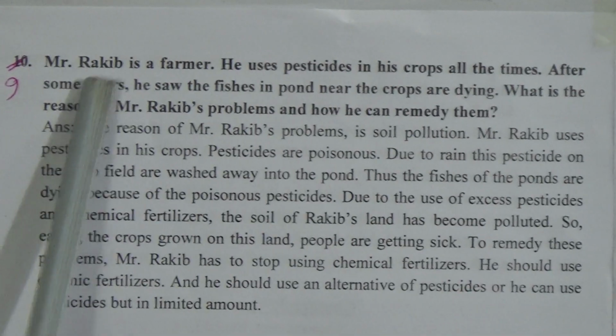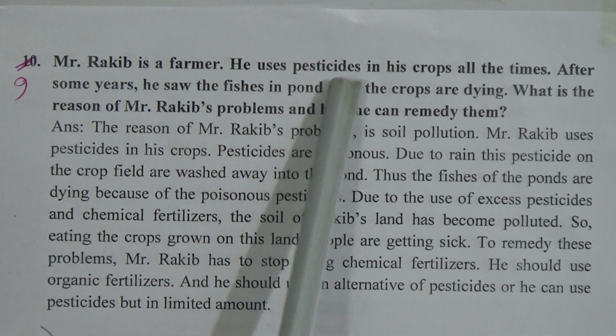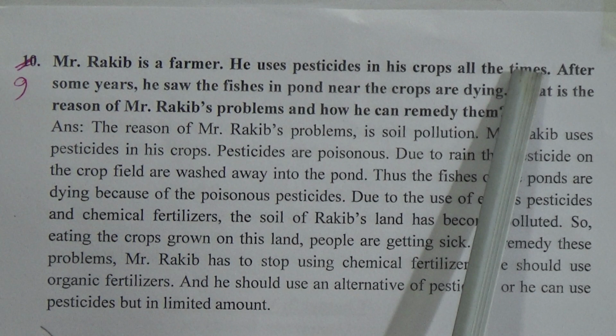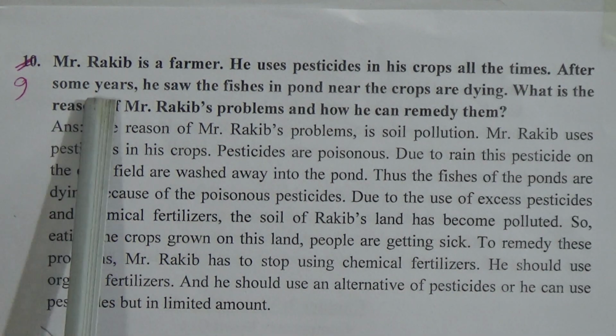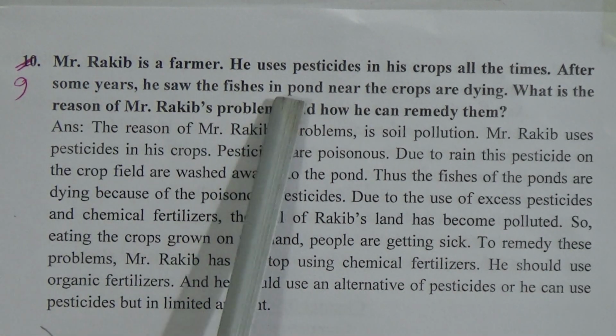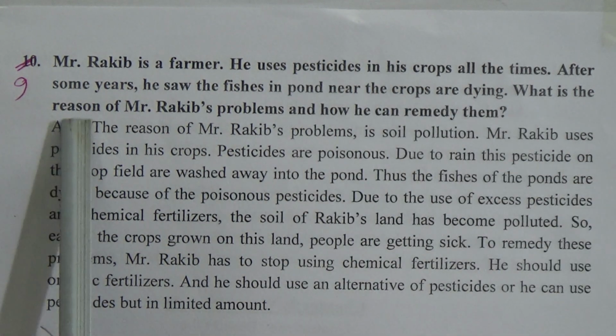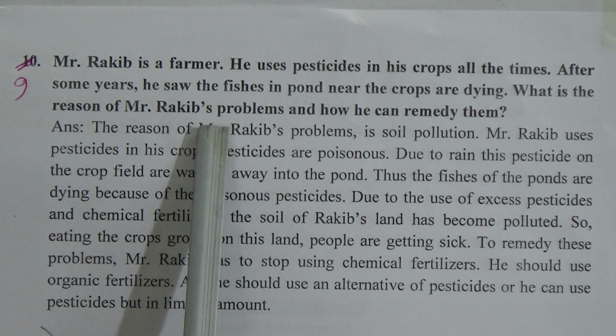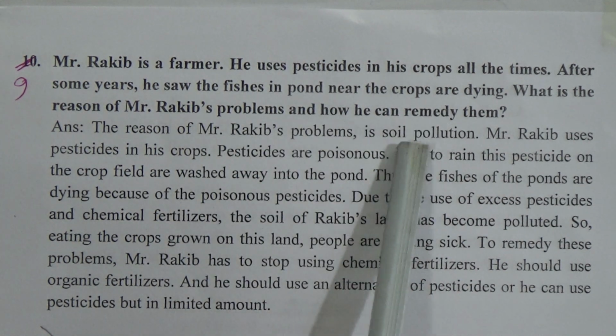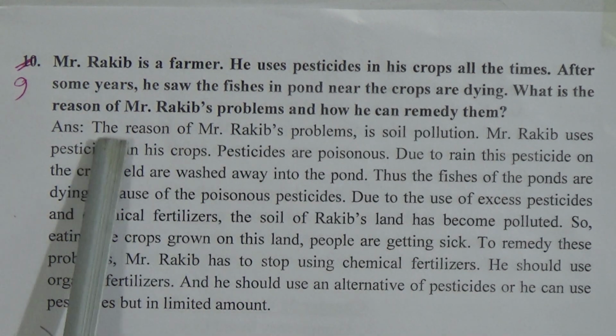My dear students, now come to CBQ number 9. Mr. Rakib is a farmer. He uses pesticides in his crops all the time. After some years, he saw the fishes in the pond near the crops are dying. What is the reason of Mr. Rakib's problem and how can he remedy it?